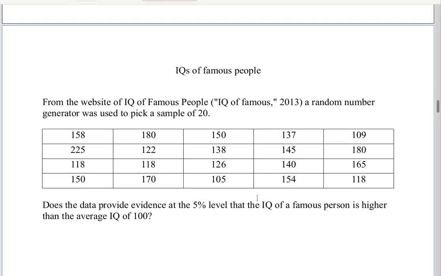Now let's remind ourselves what the question is. It says, from the website of IQ of famous people, a random number generator was used to pick a sample of 20. So these are IQs. They're randomly selected, so we can assume they're normally distributed. And does the data provide evidence at the 5% level that the IQ of a famous person is higher than the average IQ of 100? So we're told that the average IQ is 100, and we're interested in testing if this is in fact higher.